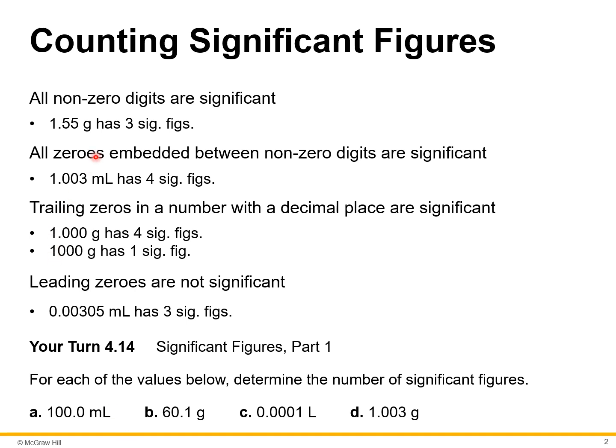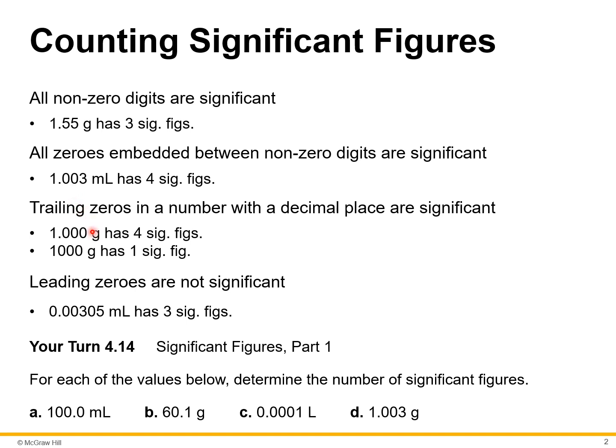So we'll just go through examples. Every time there's a non-zero digit, we consider it significant. In this case, 1.55 has 3 significant figures. We can say sig figs. Number 2, all zeros embedded between non-zeros are significant. So these zeros here in 1.003, it's 4 significant figures.